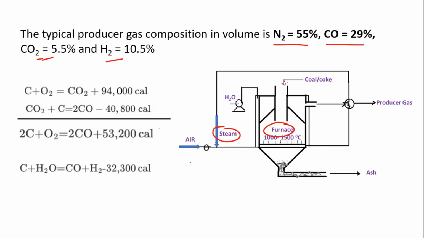The coke will be introduced into the furnace from the top. The coke and the hot air react and form carbon monoxide. These are the step reactions, and this is the overall reaction for the producer gas. As well as the coke reacts with the steam and forms the water gas. The remaining ash from the furnace will be collected from the bottom of the furnace. Producer gas will be collected from here. So these are some of the concepts I would like to discuss.